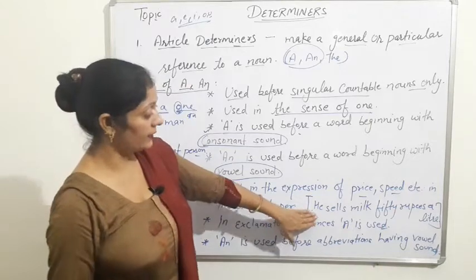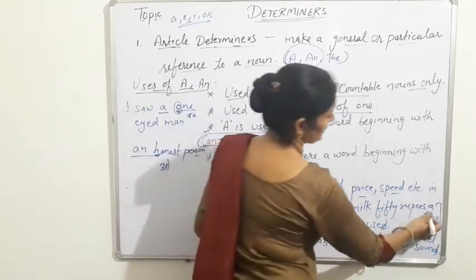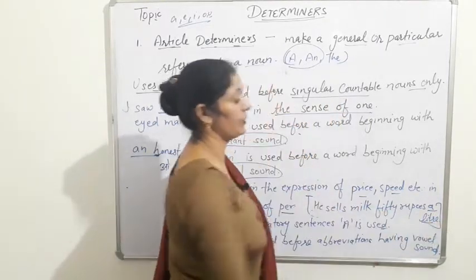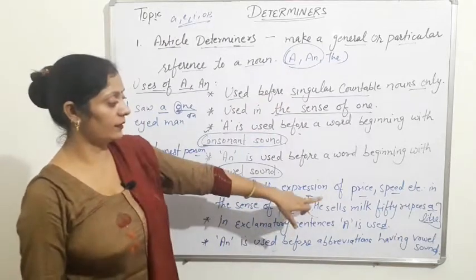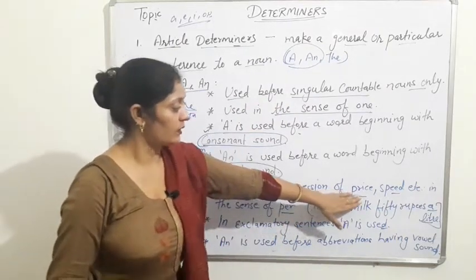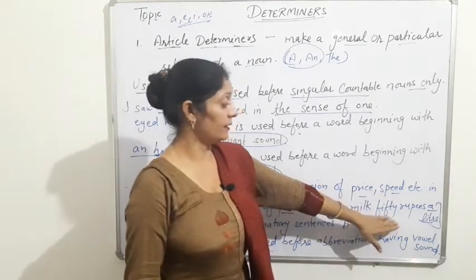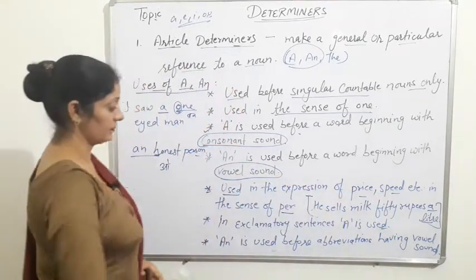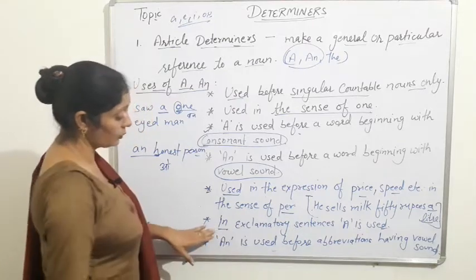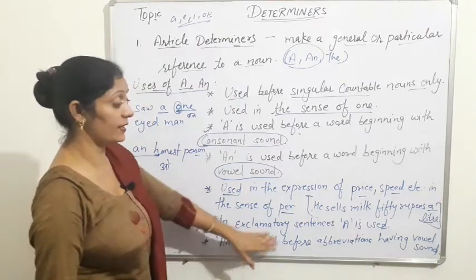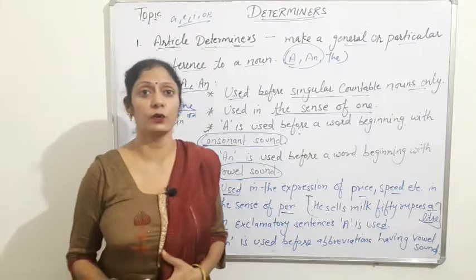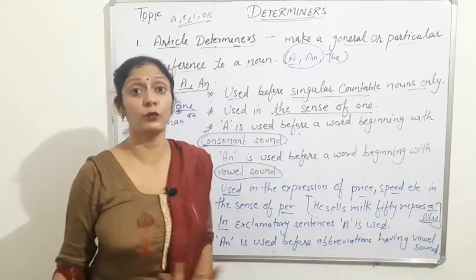For example, he sells milk 50 rupees a liter. It means 50 rupees per liter. Here "a" gives the sense of "per" if the expression is about price or speed. Next, we also use "a" in exclamatory sentences. For example, as we say, what a beautiful garden, what a beautiful flower.